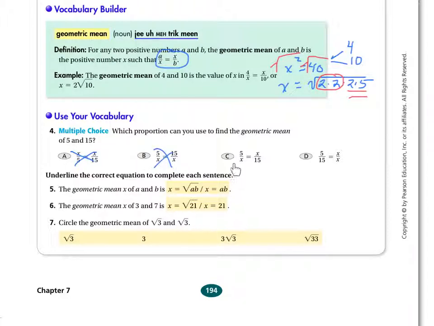How about this one? Yes. And see how it's x and x on the other diagonal? That one so far looks good. What about this one? Are they on a diagonal to themselves? No. So we're going to cross this out. And so C is your answer.